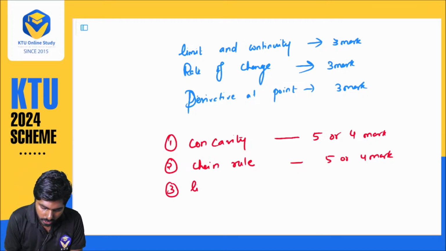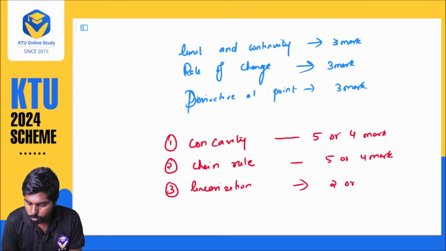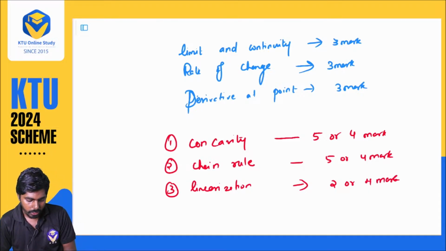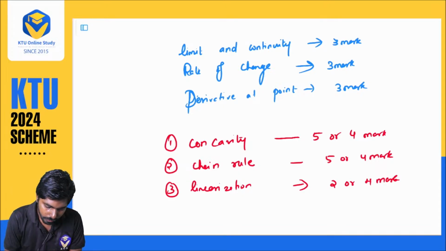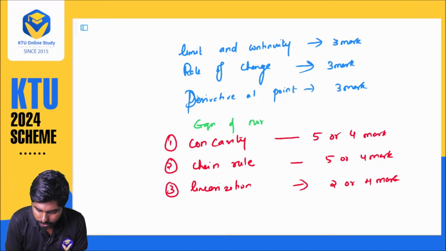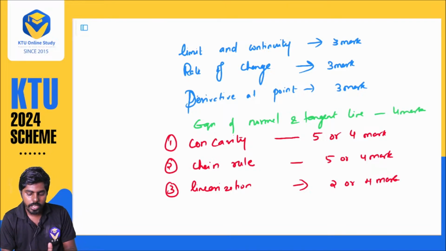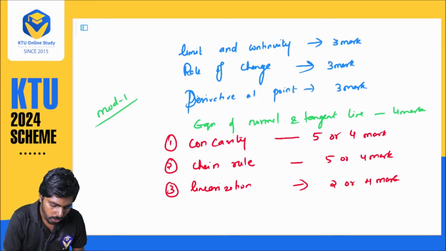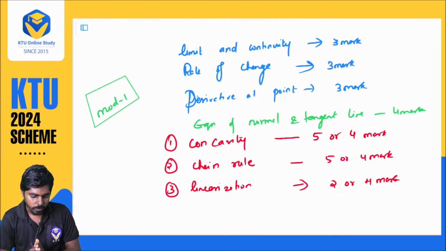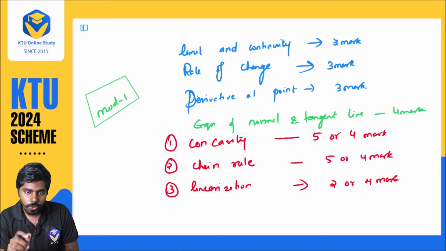And the third one, linearization. Depending upon the question, there will be chances of 2 marks or even 4 marks. Then what syllabus is left out? Concavity, and a very, very important topic: the equation of normal line and tangent line. This is also 4 marks. So these are the areas for module 1. This is the module 1 topic. Now we'll decode the module 2 syllabus.